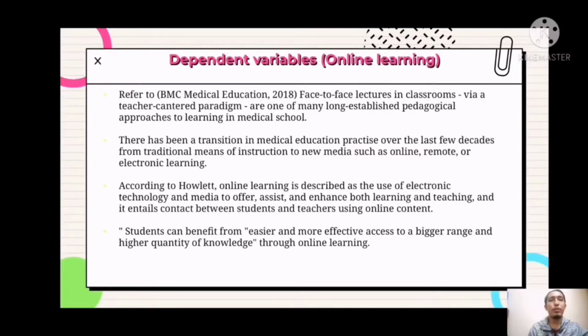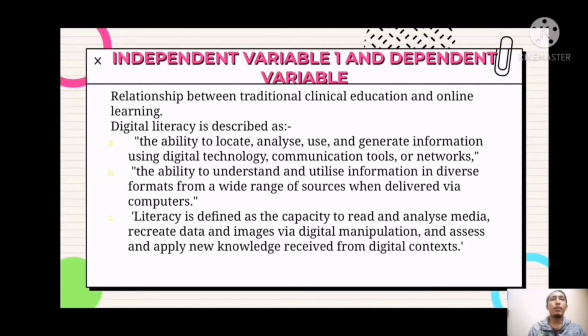Next, we go to independent variable 1 and the dependent variable. This part talks about the relationship between traditional clinical education and online learning. Digital literacy is described as the ability to locate, analyze, use, and generate information using digital technology, communication tools, or networks. It is the ability to understand and utilize information in diverse formats from a wide range of sources when delivered via computer. Lastly, digital literacy is defined as the capacity to read and analyze media, recreate data and images via digital manipulation, and access and apply new knowledge received from digital contexts.